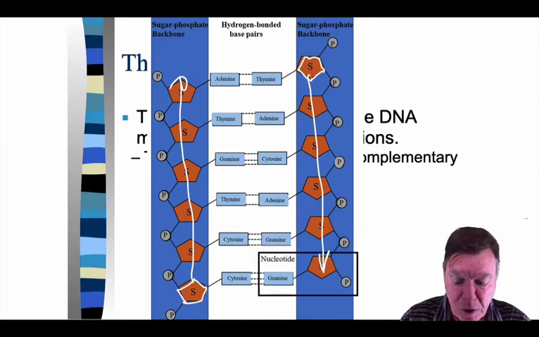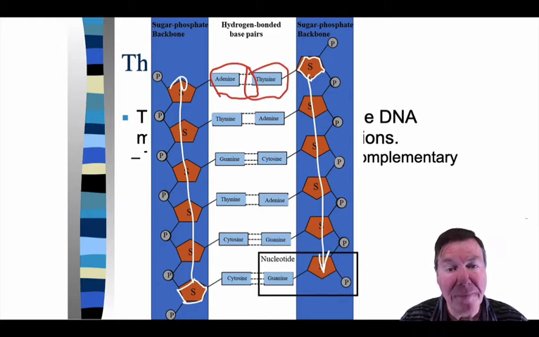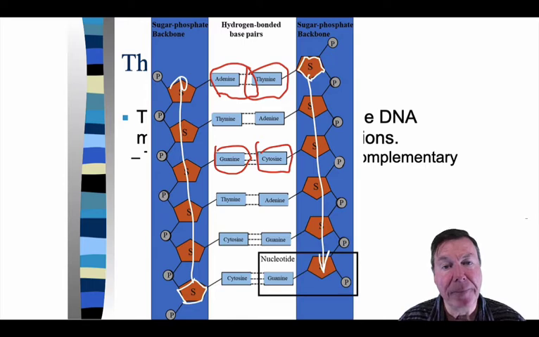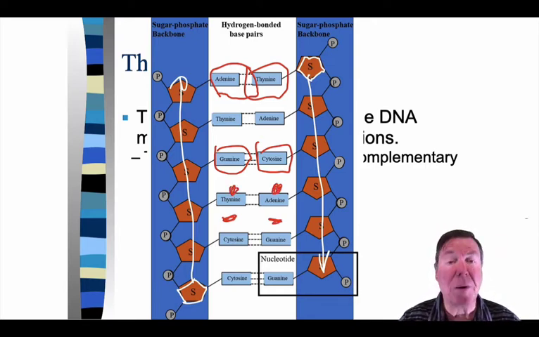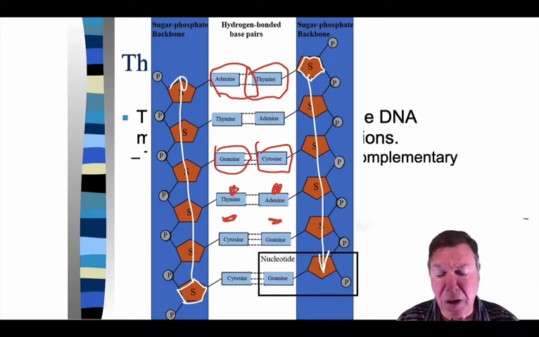Complementary means that what's on one side over here complements what's on the other side over there. There's a very specific order. What's on this side is determined by what's on that side, or vice versa. But they complement each other. Antiparallel and complementary.